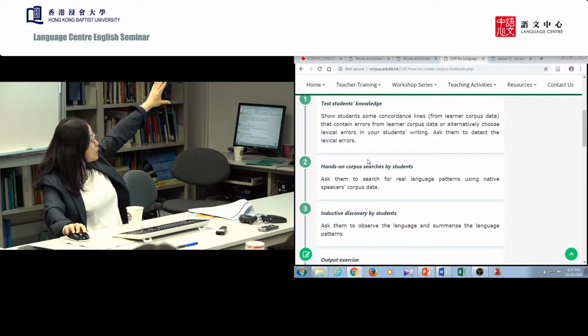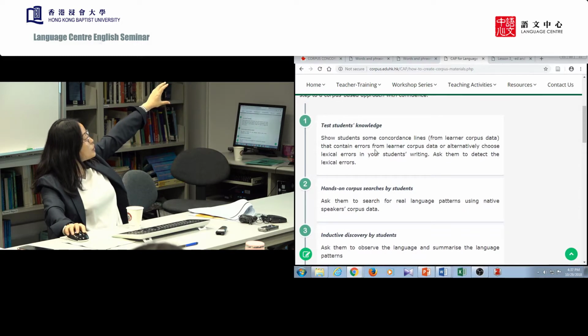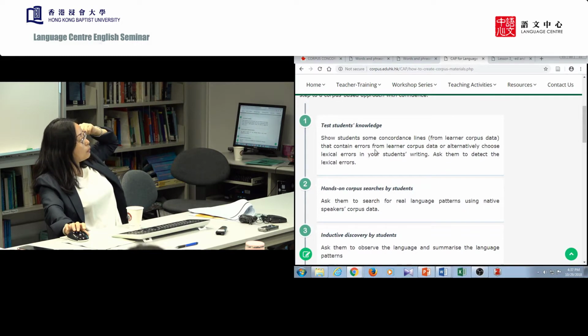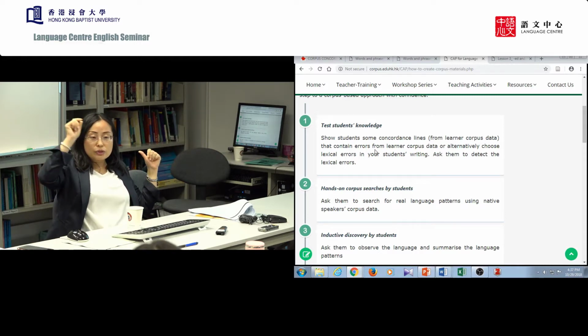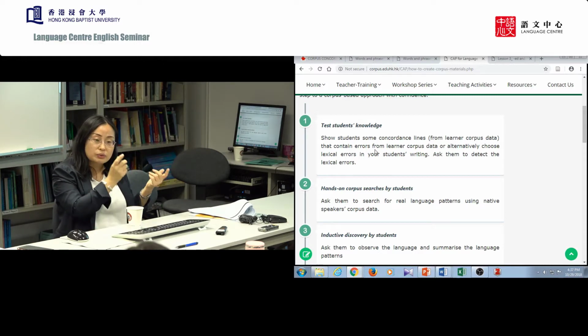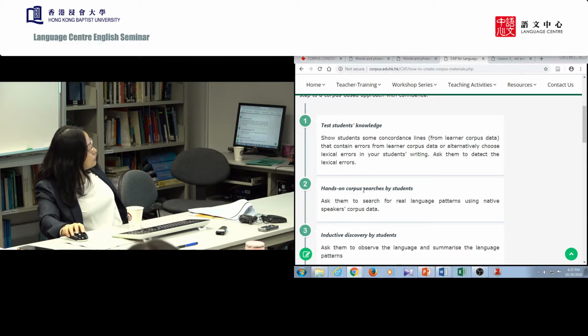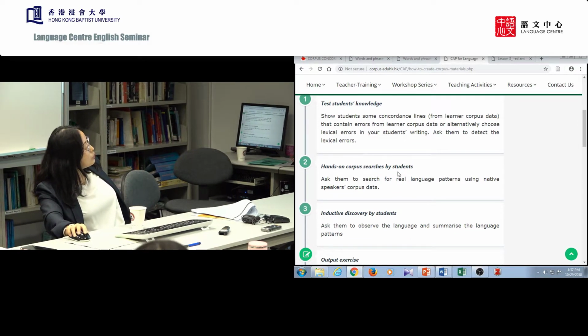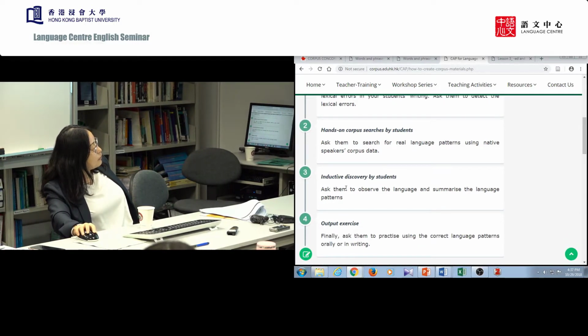Usually I summarize 4 steps, okay? First, test user knowledge. For example, in an activity, I first want to draw their attention to the use of -ing for the first time. And then you make them do some corpus searches, and try to make them discover the language patterns inductively, but it will be difficult.